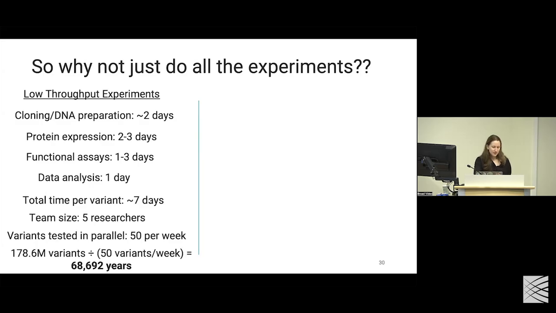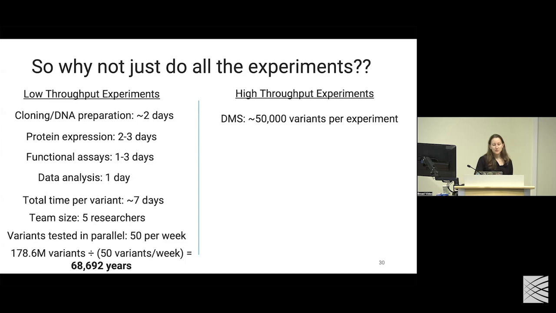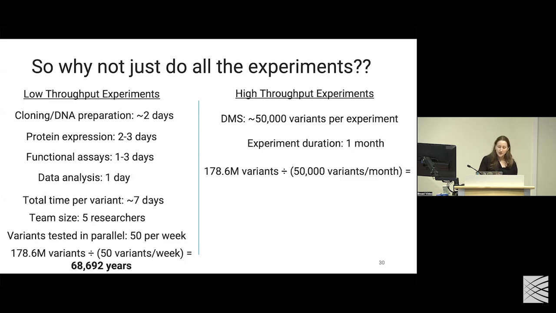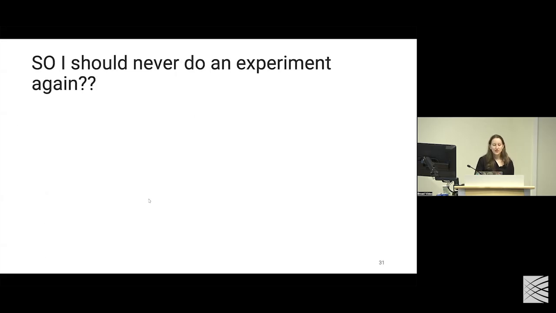Okay, it's going to take you about 68,692 years. Okay, I'm going to do a high throughput experiment. Low throughput experiments, that's old news. Okay, I'm going to do 50,000 variants per experiment. That's going to take me about a month. And then I'm going to do this. That's still going to take me about 300 years. Ah, dang. Okay, so I should never do an experiment again.